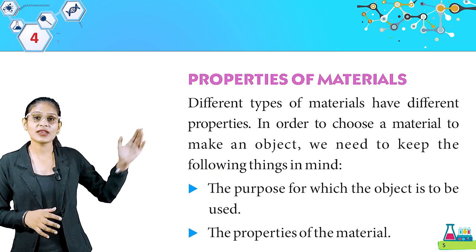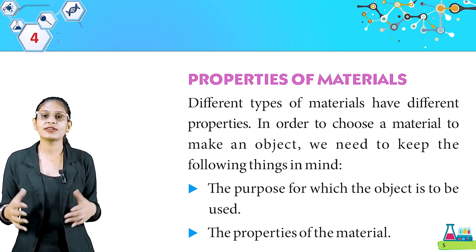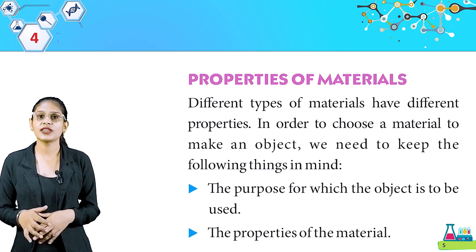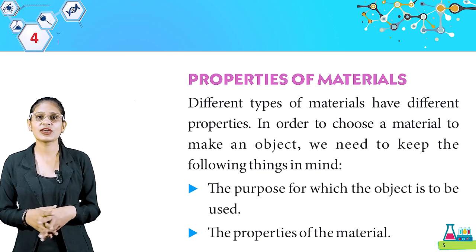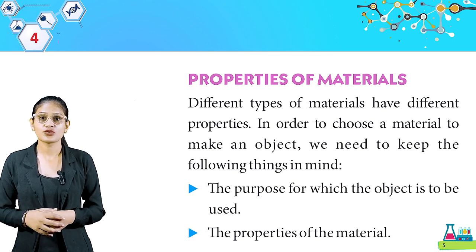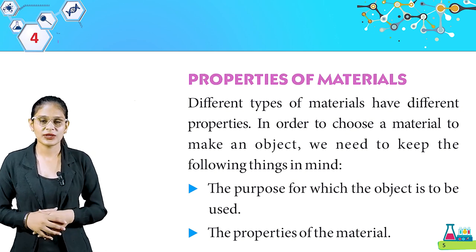Here is properties of materials. Different types of materials have different properties. In order to choose a material to make an object, we need to keep the following things in mind: the purpose for which the object is to be used, and the properties of the material.